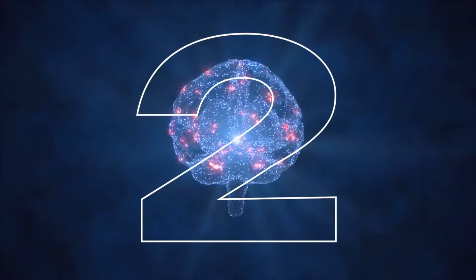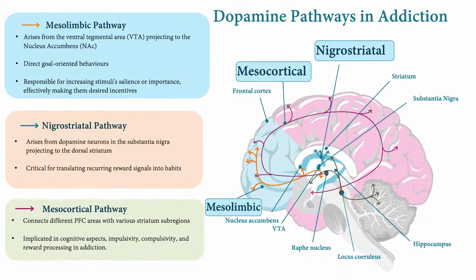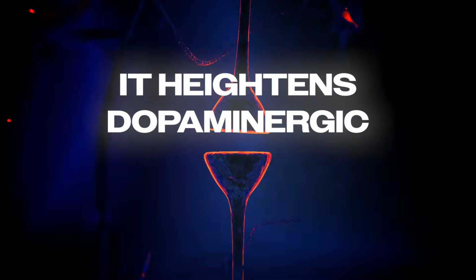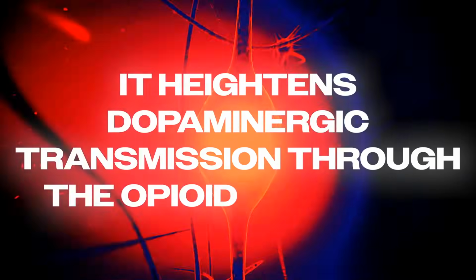Second, the brain's reward system. Excess alcohol use can hijack the brain's reward system, the mesolimbic pathway. This pathway is a critical center in the overall neural architecture of reward experience. And here the crucial neurotransmitter is dopamine. Significant alcohol use affects dopaminergic transmission. Initially, it heightens dopaminergic transmission through the opioid pathways.